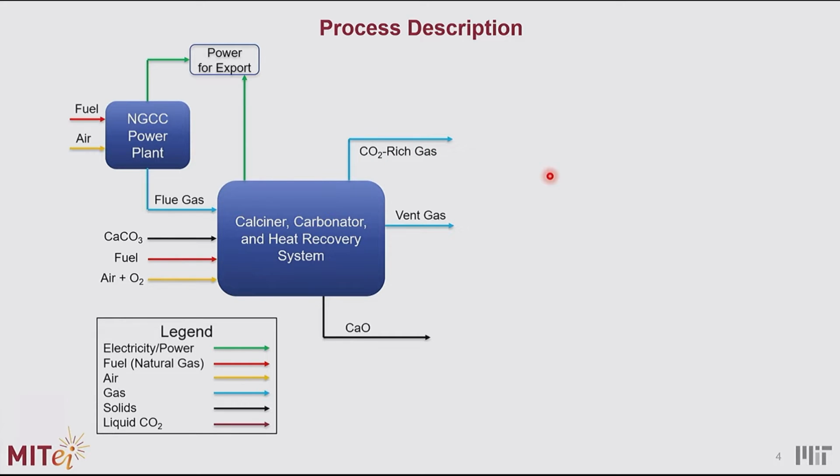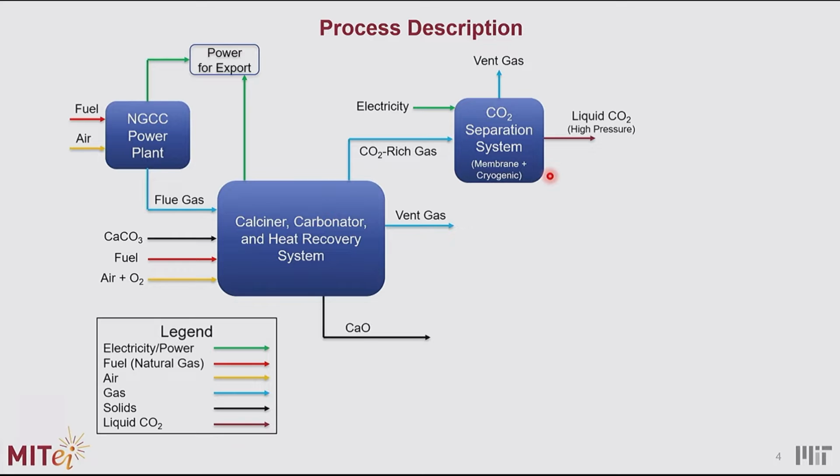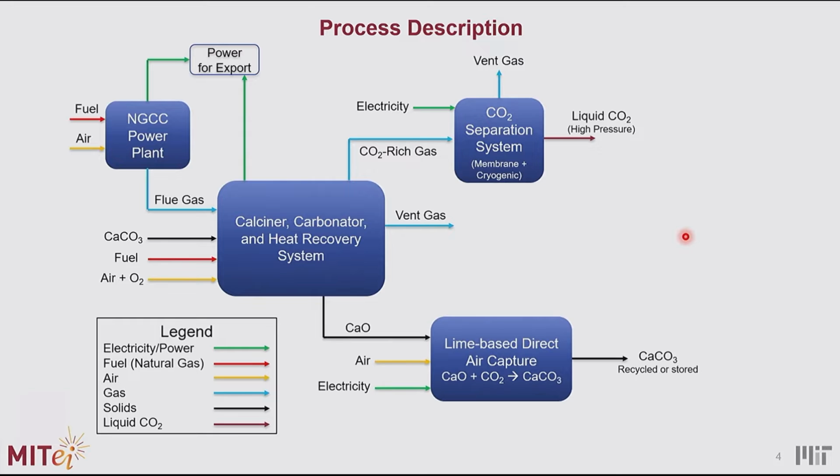This CO2-rich gas will go to a separation system that consists of a membrane package and a cryogenic purification unit. We will not go into details of this separation system, but here it is. The product that comes out of that is liquid CO2 at high pressure, and we have some vent gas, and this requires some power that we can get from the NGCC power plant. And the solids part of this goes to the direct air capture system.